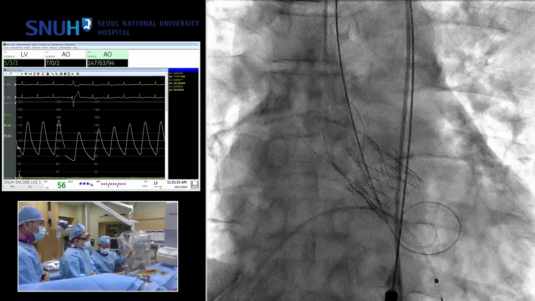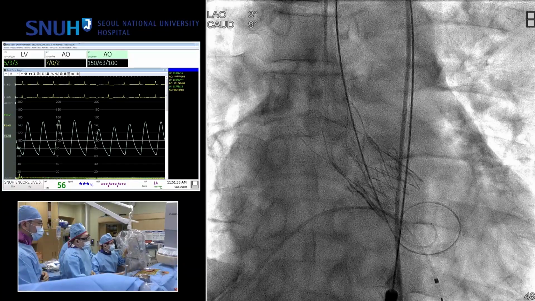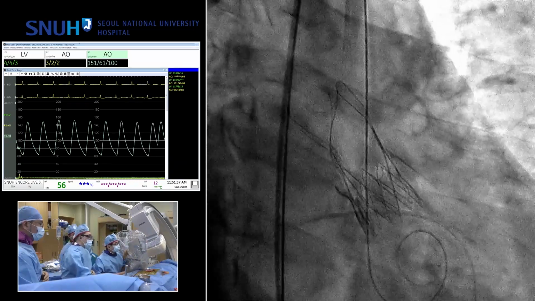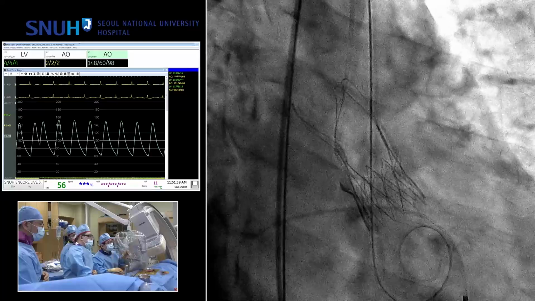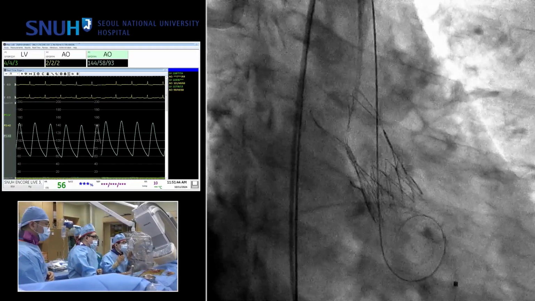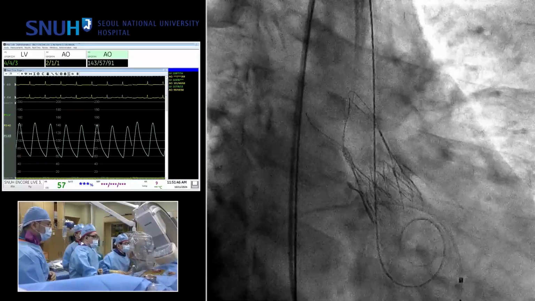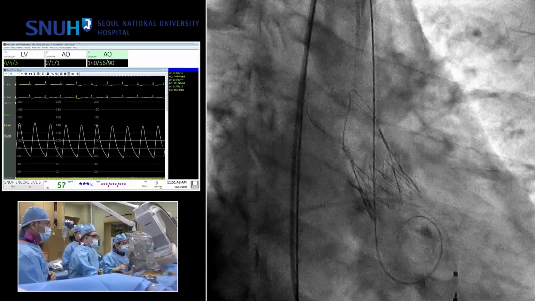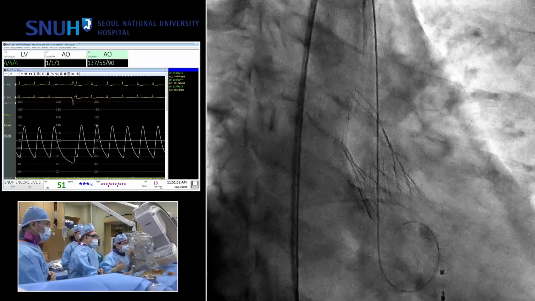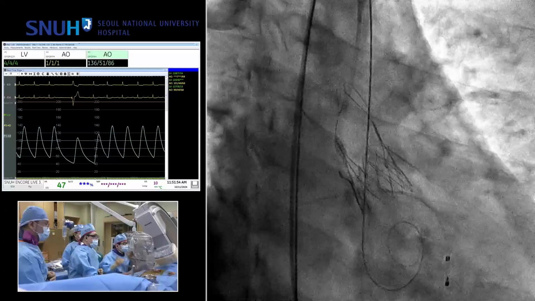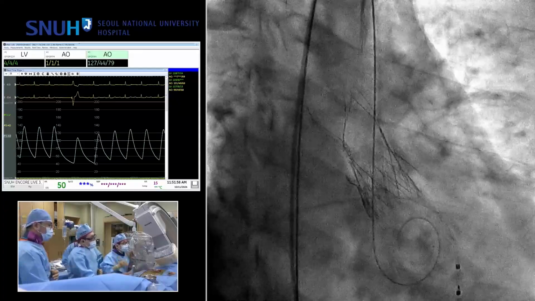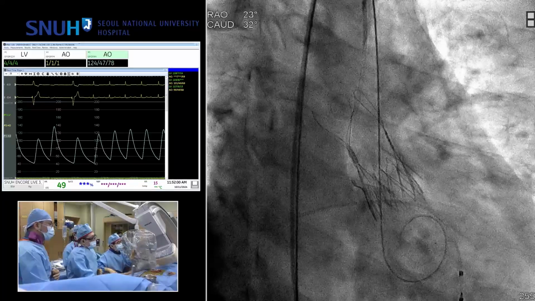Extreme RAO. When you see the RAO view, you have to see such kind of finding. One post on the right, two posts on the left, meaning perfect commissure alignment. Right one post located in commissure between right and left sinus because it is right and left sinus overlap view. Isn't it?